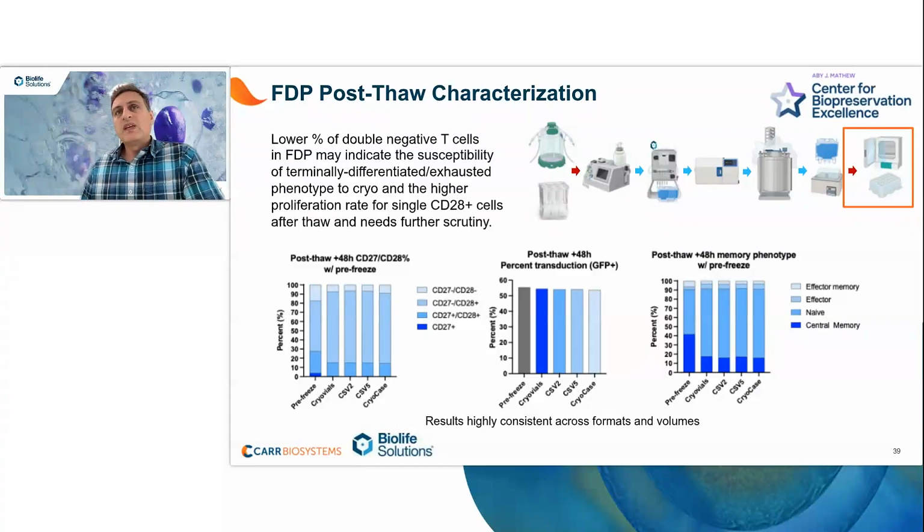And then again, looking at the phenotype of the cells, the central memory portion of the starting material or the final drug product took a hit, dropping from 40 to around 15%, and the naive population increased. Again, we are working on understanding what it really means, and if there's a way we can eliminate or reduce that by optimization of formulation or cryopreservation method.